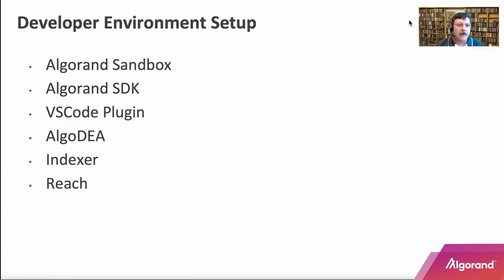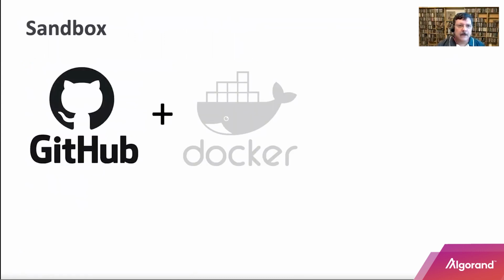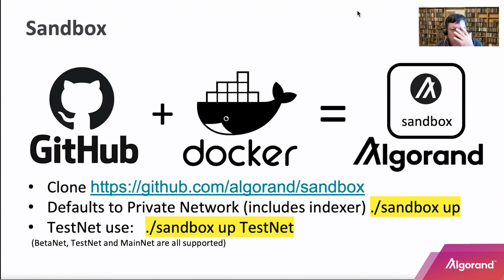How about getting started? We have the Algorand Sandbox, Algorand SDK, VS Code plugins, AlgoDea, which is a great IDE we'll be showing you in a second, Indexer, and Reach as well. With Sandbox, it's very, very easy. You install Git, and then you just clone the GitHub repo for Sandbox, and you're off and running. What this provides is a very quick way to set up your own node. It runs in a Docker instance, and if you put ./sandbox up on the command line, it'll bring up a node for you in the private network.